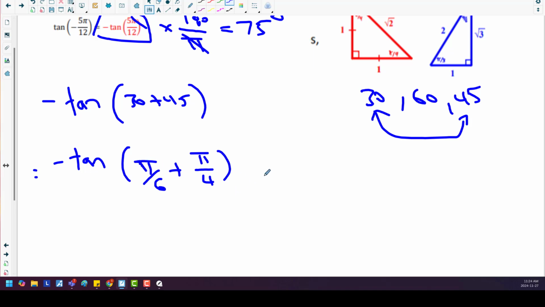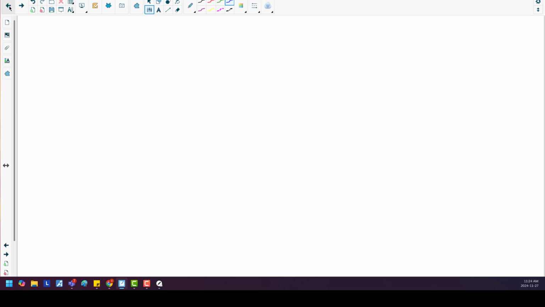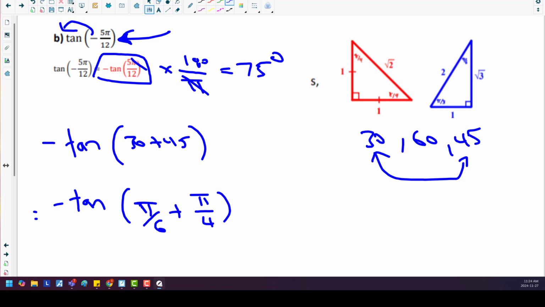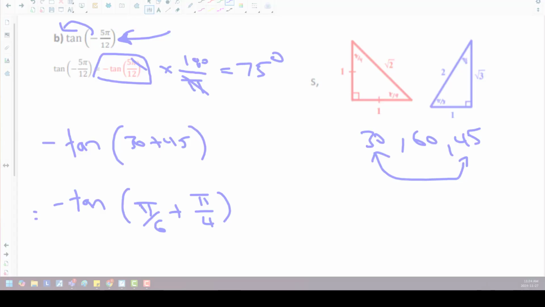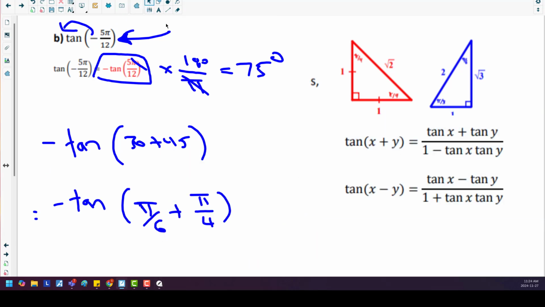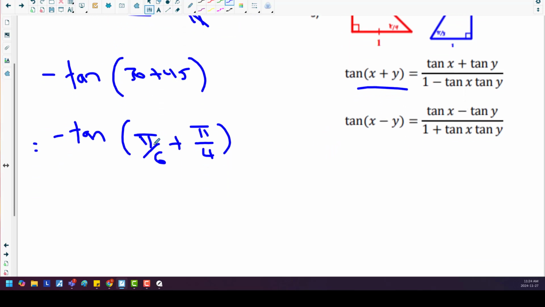Now, what is our compound angle formula for tan? Let's go back and, I'm so silly, I can just copy it from here. So here we go. This is an example of tan of x plus y, x being pi over 6, y being pi over 4. So this is the same thing as negative, remember that negative sign? It's always there. Just leave it at the very front. Don't even incorporate it in yet.